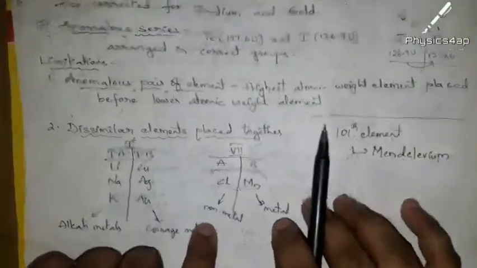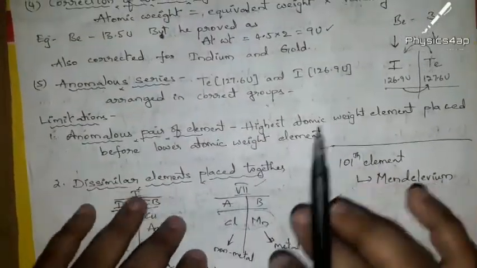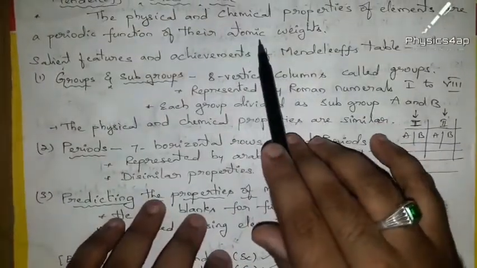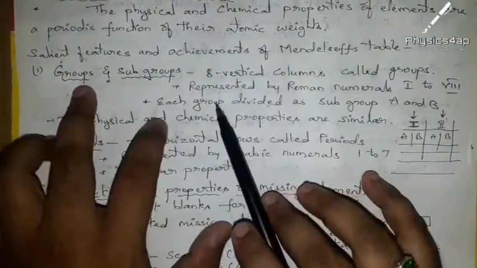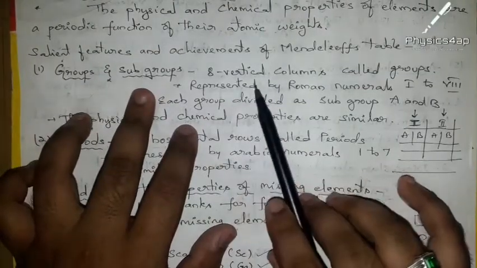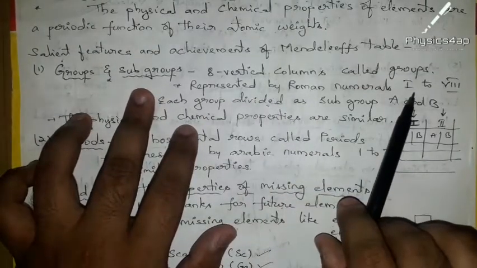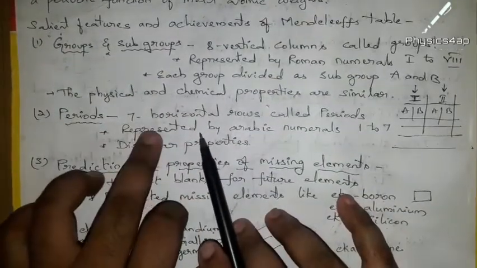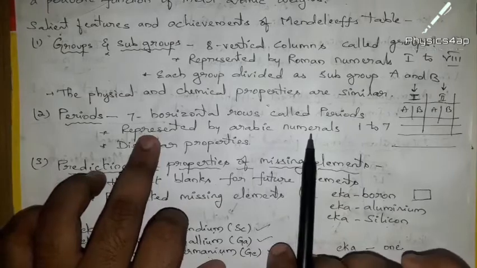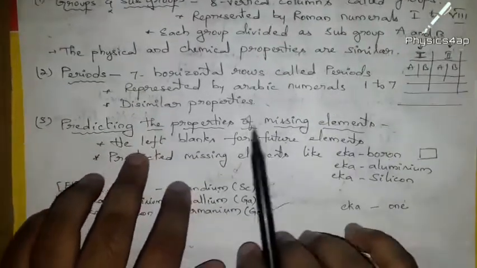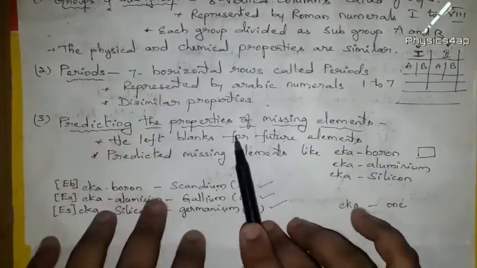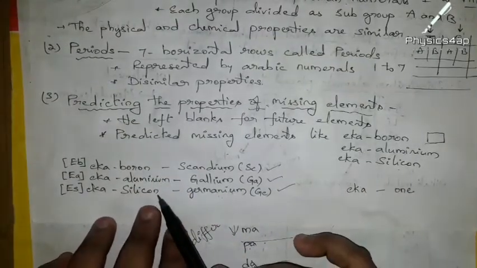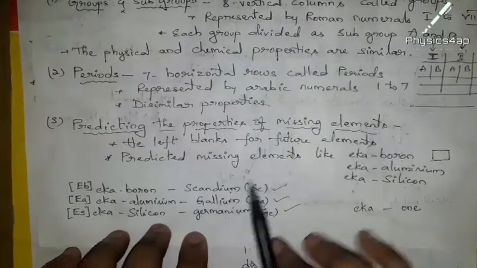So this is the complete explanation of the Mendeleev periodic table. He has placed the elements according to atomic weights. The successful features are the groups and subgroups: he has 8 vertical columns noted with Roman numerals, with subgroup A and subgroup B. And we have 7 horizontal periods, represented by the numerals 1 to 7. And he predicted some of the properties of the missing elements, like what we discussed before: Eka boron, Eka aluminum, Eka silicon. These properties were discussed before.